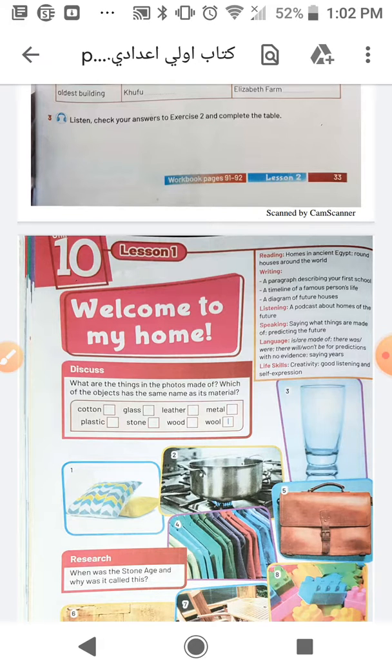Metal, can you guess what's made of metal around you? Very important things you have in your daily life are made of metal, like your mobile phones and your laptops. Laptops and mobile phones are made of metal. Plastic, stone, wood, wool. You know what wool is?